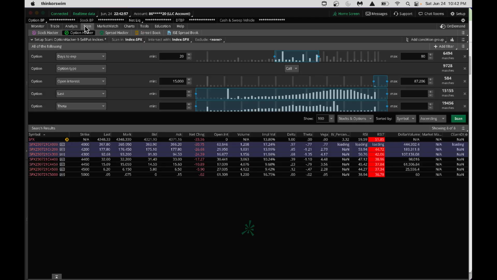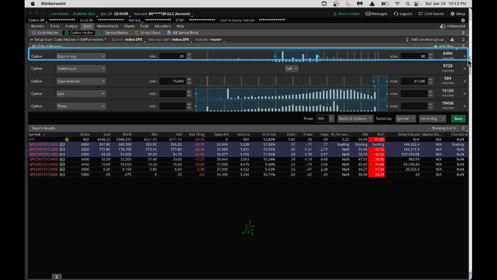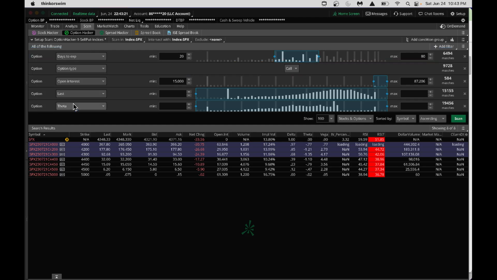I go into my option scanner and I'm basically saying I want expiration days to expiration 20 days to 80 days, and option type. Right now I have call here. I do call and put both. And for open interest, I put 15,000, as you can see here. Everything else is empty.